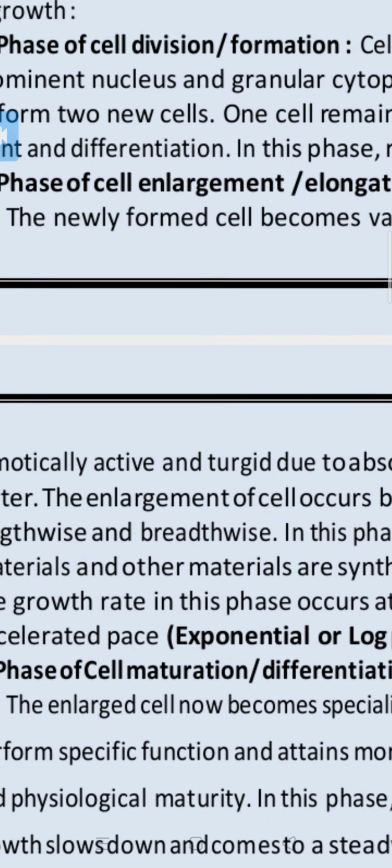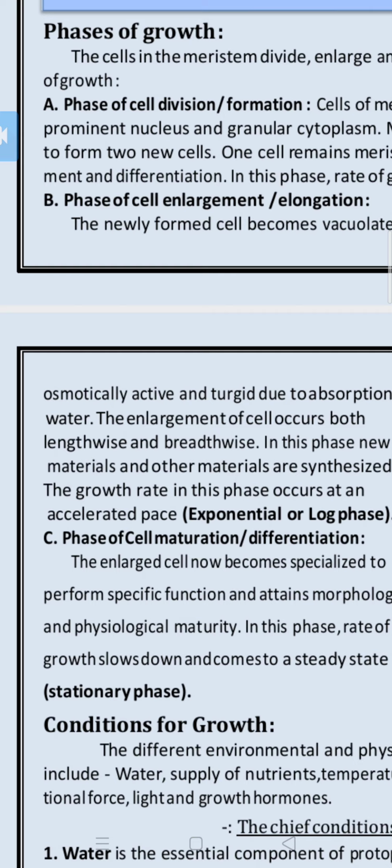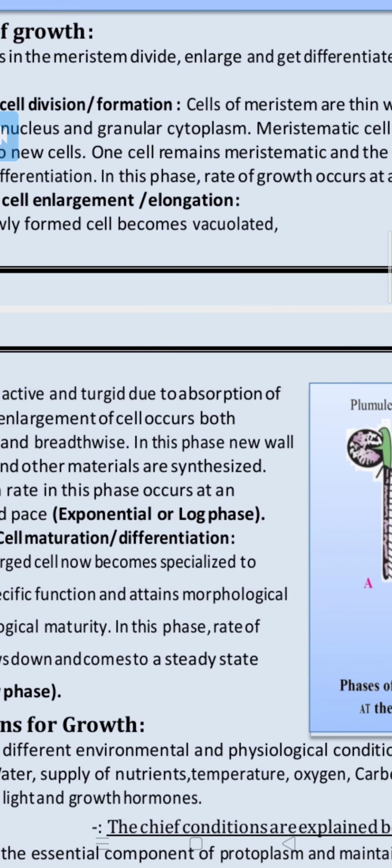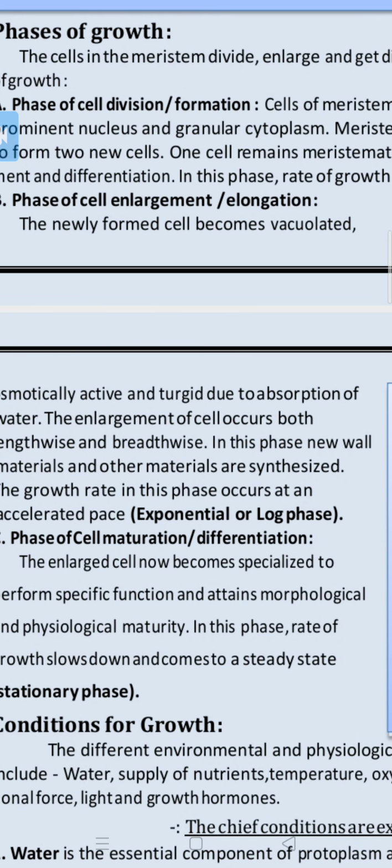Okay, now we will study our second phase, that is phase of cell enlargement or elongation. After the division or formation of cell, the next phase comes, that is enlargement phase or the increase in size, that is elongation of the cell. In this phase, the newly formed cell becomes vacuolated. First, we have seen that in the cell division phase, there were no vacuoles in the cell. But in the cell enlargement phase, as the cell is elongating, there is the formation of vacuole.